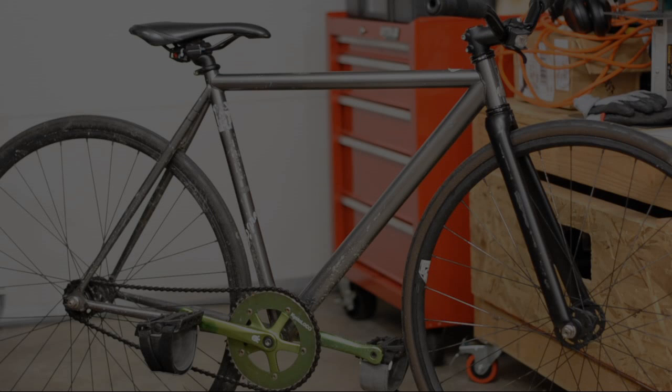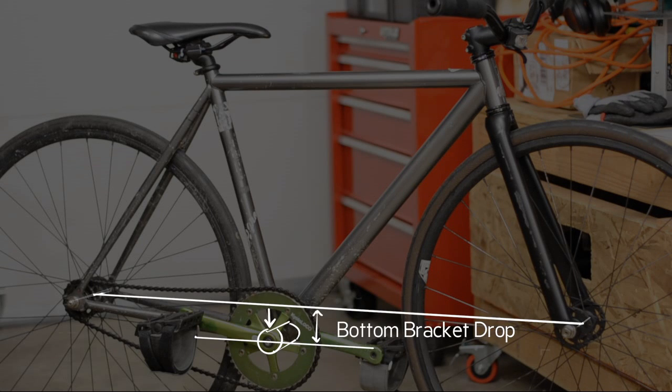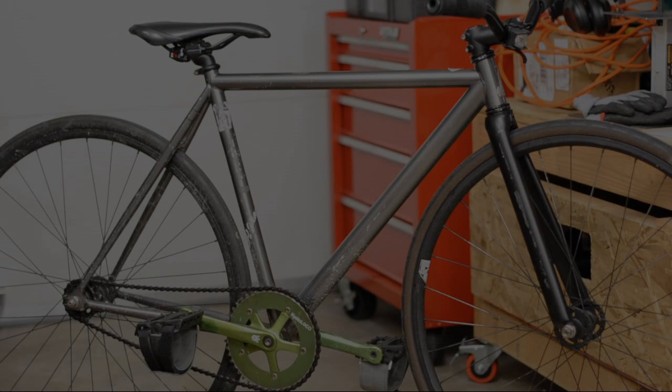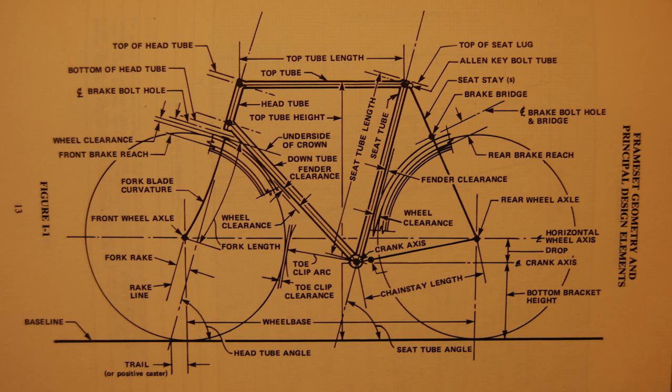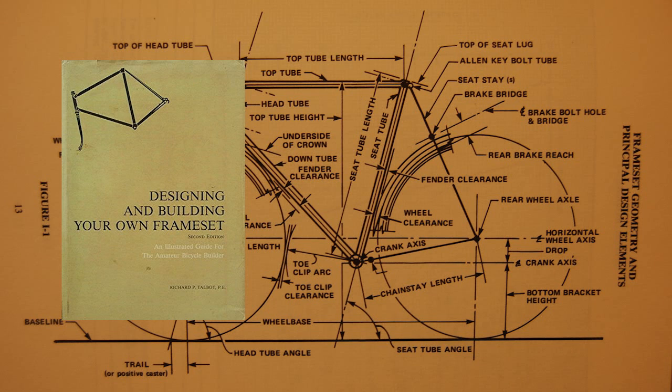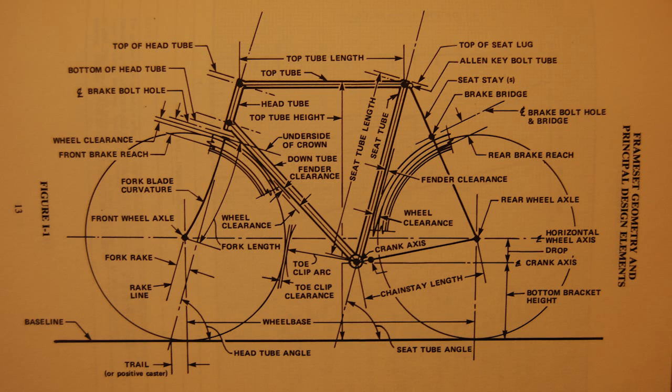All right, so then the last part is the bottom bracket drop. You'll hear this term, bottom bracket drop, and that refers to the distance that the bottom bracket sits below the axle line. And here's a book called Designing and Building Your Own Frameset by Richard P. Talbot. In the book, it has a nice chart which lists out all the popular terms you are likely to run into.